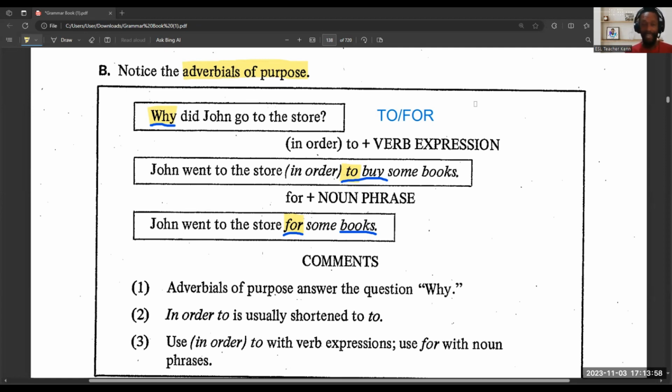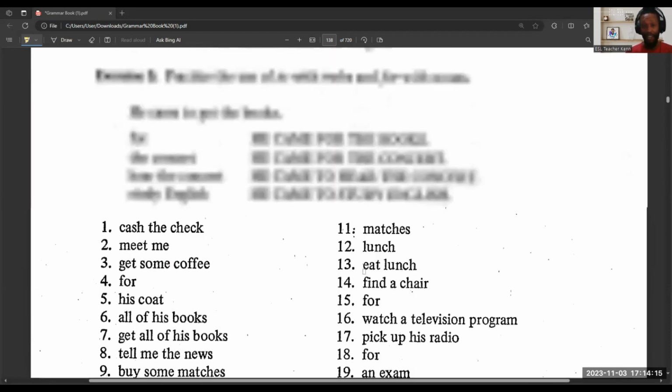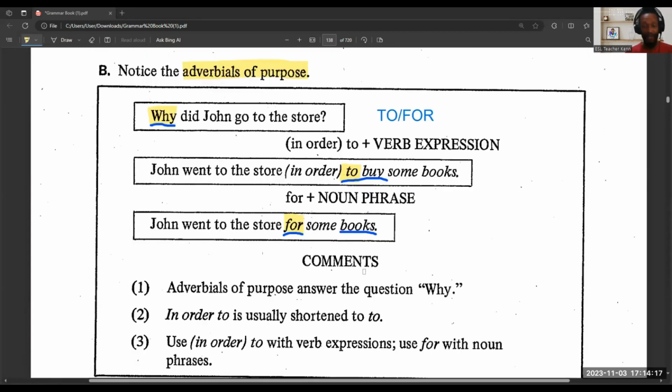Let's say I ask that question that is in our book. By the way, we are on page 138 of the PDF. That would be page 125 in the English sentence structure book. Okay, now back to this question. It says, why did John go to the store?